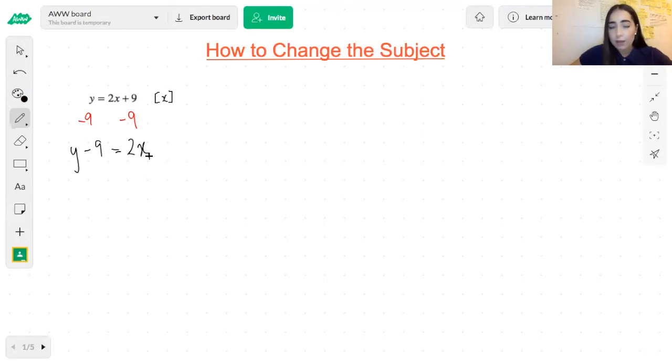Then you want to look at, okay, the last thing we really have to get rid of is the 2. Now the 2 has been multiplied with the x, so in order to remove that 2, we need to divide. So those will cancel, leaving you with y minus 9 over 2 equals x, and there x is the subject. So you want to use that as your focus, and let that dictate what you have to do to make it the subject.